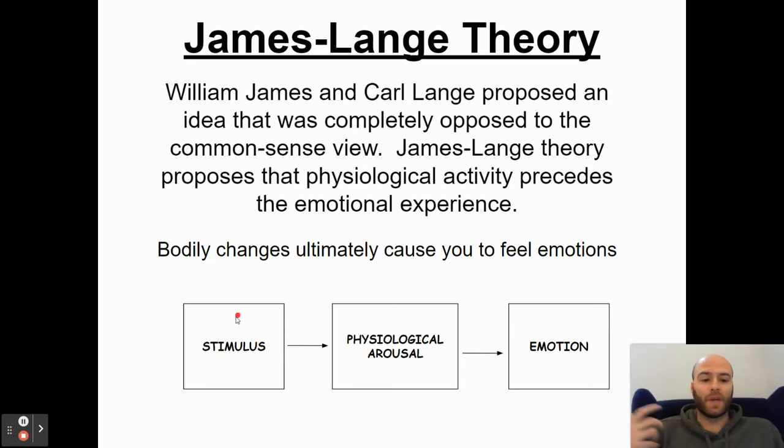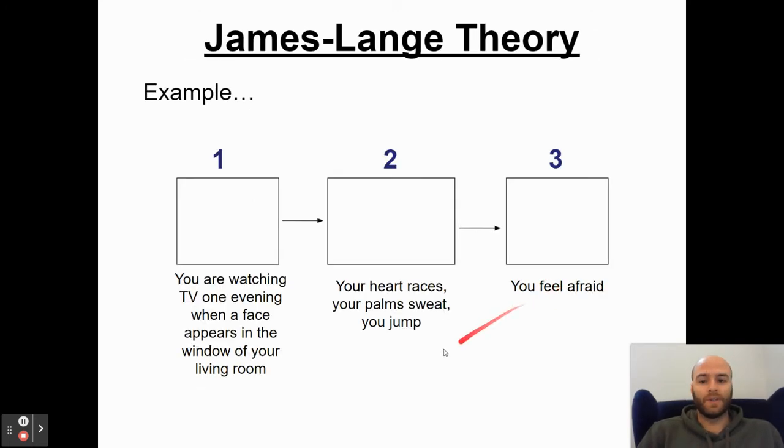So they would say there's some type of event or stimulus. Then there's a physiological arousal, right? When we talk about that, we're talking about your body's response to things. Maybe you start sweating, like we said, your heart starts racing, or something like that. You feel anxiety, and that leads to the experience of some type of emotion like fear or anger or joy, right? So let's get an example.